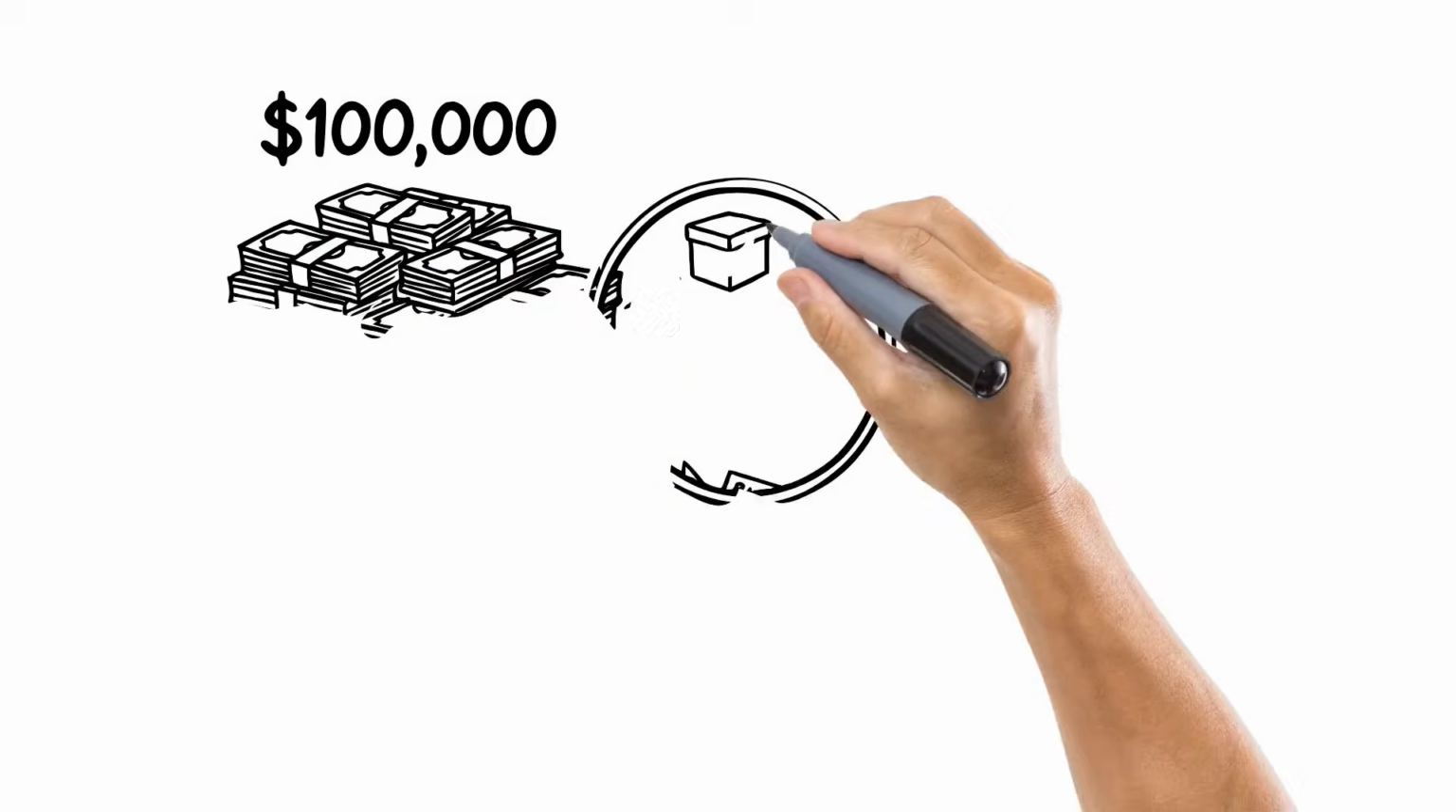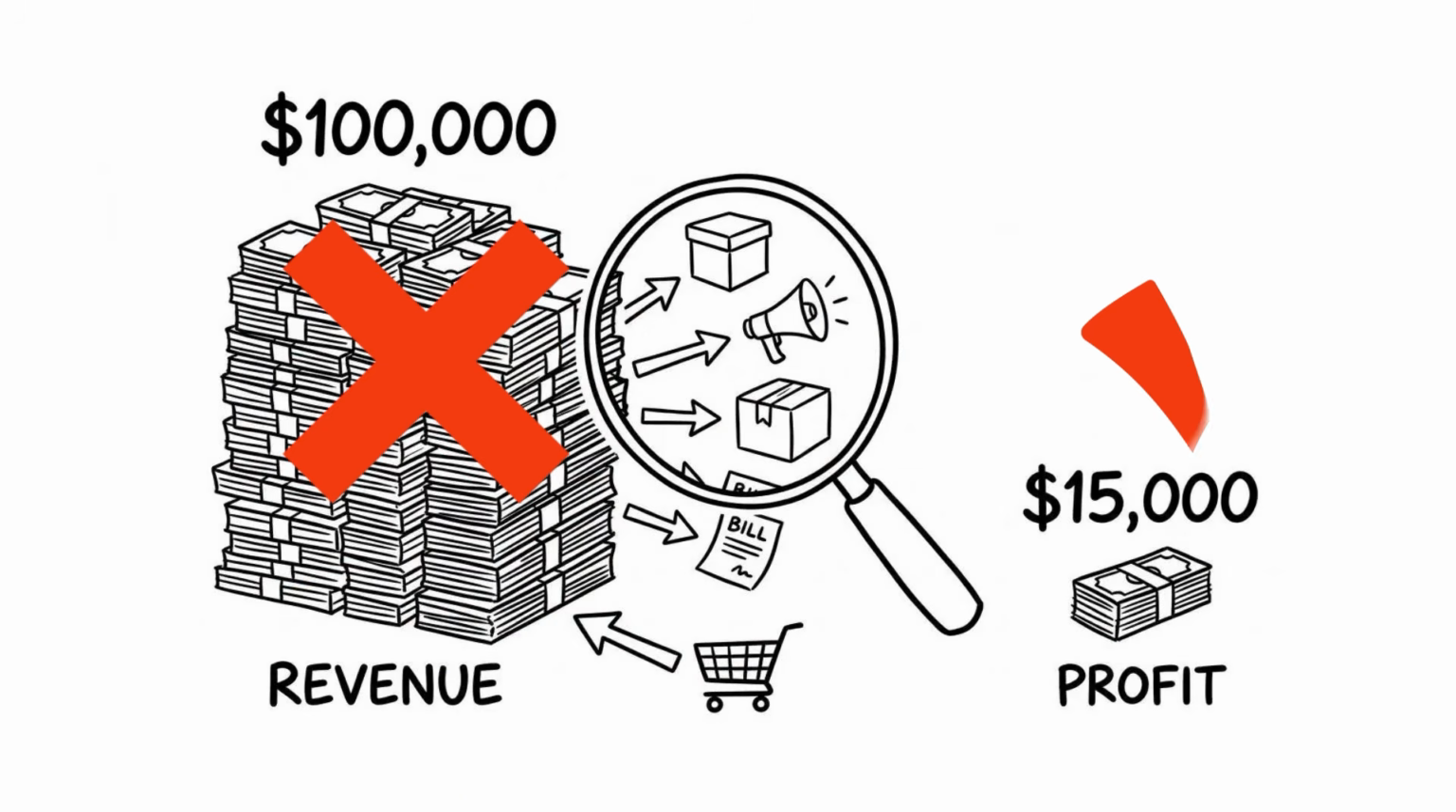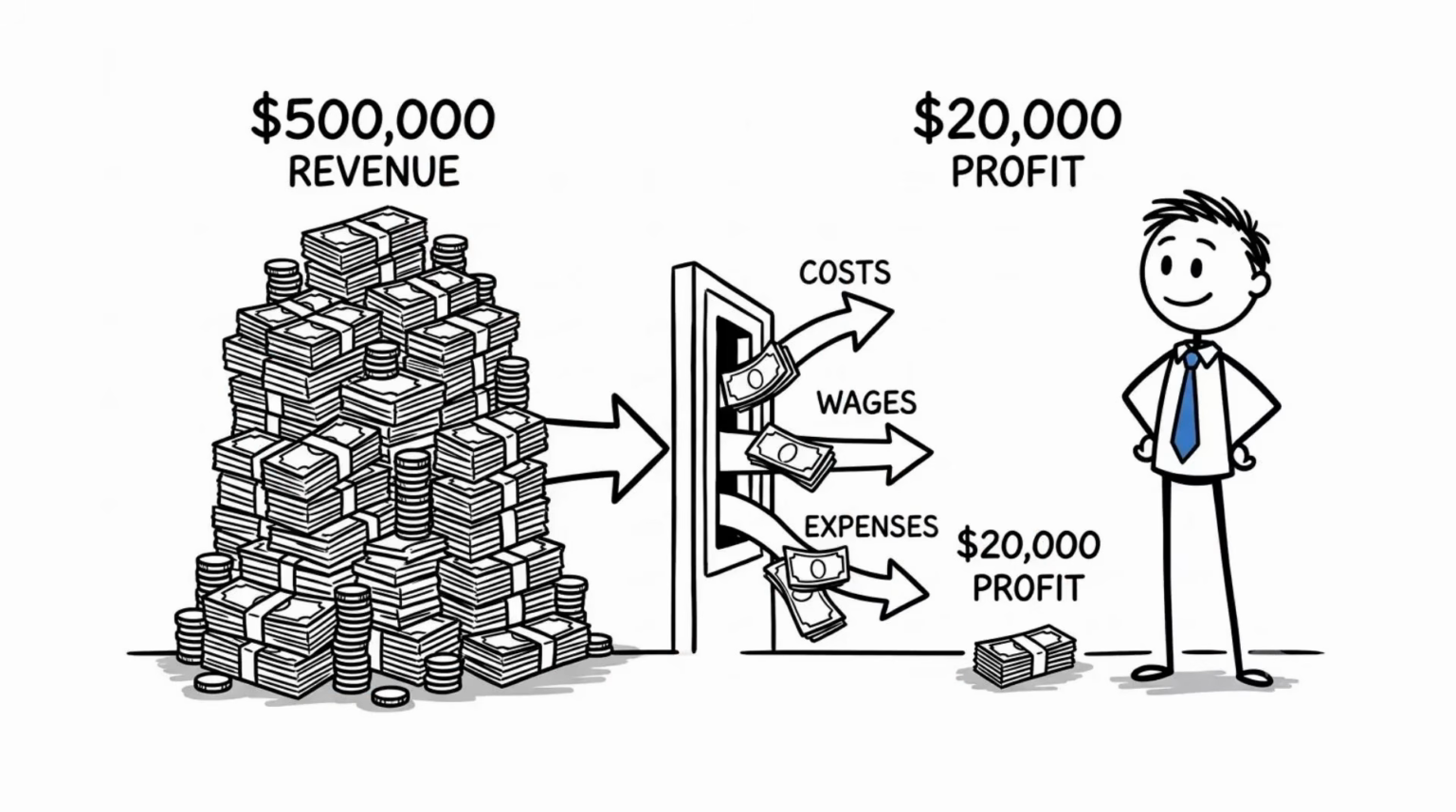That is why large sales numbers can create a false impression of financial success. Revenue tells you how much the business sells. Profit tells you how much economic value remains after expenses. A company can generate impressive revenue while producing very little profit for its owners.